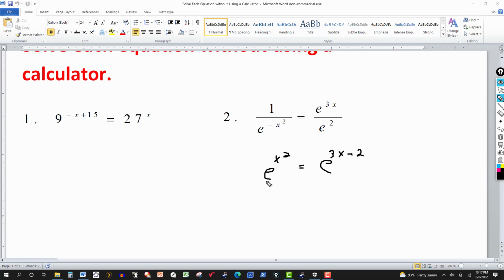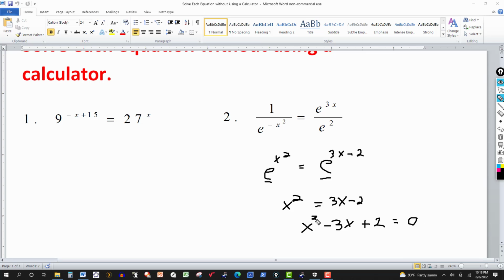Now I've got the same base on both sides, e here and e here. So that tells me that the exponents have to be equal. So x squared should equal 3x minus 2. I come up with a quadratic equation here. Let's bring everything to one side here. Bring the 3x over, change the sign, bring the minus 2 over, change the sign, so this gives me x squared minus 3x plus 2 equal to 0.